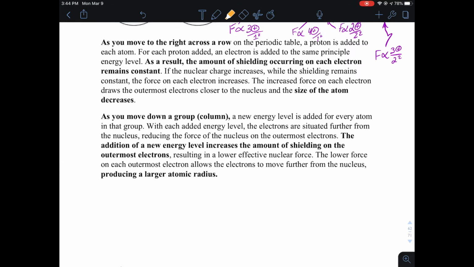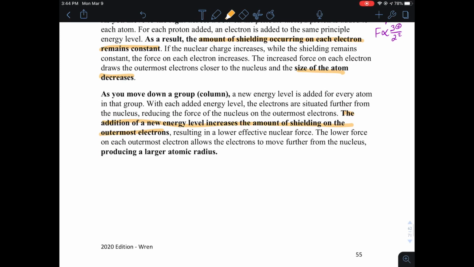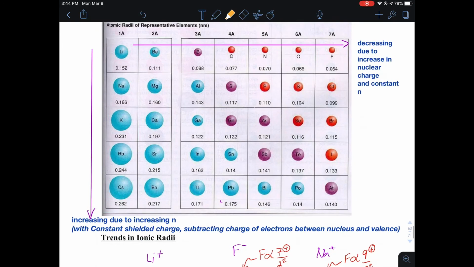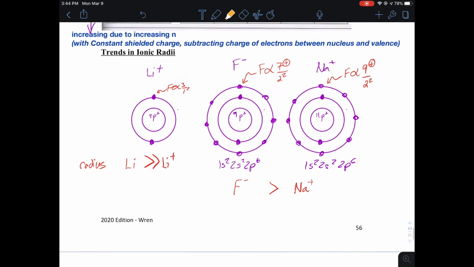The addition of new energy levels increases the amount of shielding on the outermost electrons, resulting in lower effective nuclear force. As you move across to the right, the amount of shielding occurring on each atom remains constant, so the size of the atom decreases. The addition of the new energy level increases the amount of shielding on the outermost, so you produce a larger atomic radius. So that is how shielding is related to atomic radii. And here's another example of that.